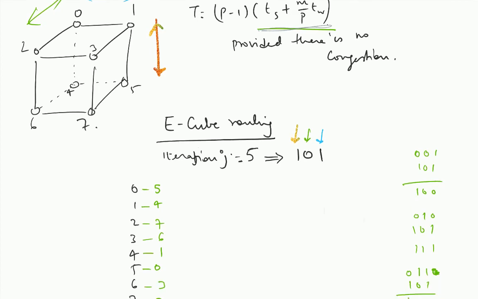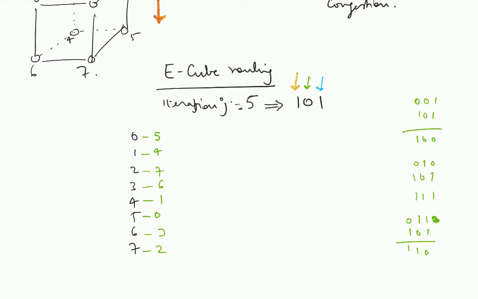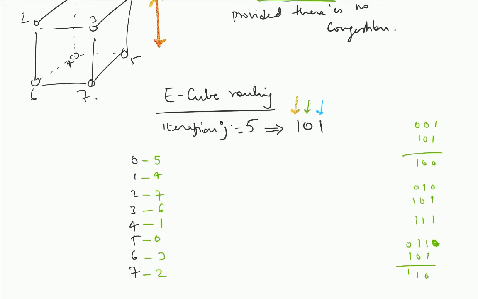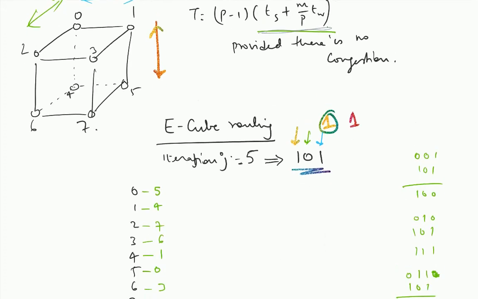Okay, so how do you do E-cube routing? Well, what I'm going to do is the following: in the first iteration, I am going to communicate along the first dimension. In the second iteration, I'm going to communicate along the second dimension. In the third iteration, along the third dimension, right? So in the case of 5, what am I going to do in the first iteration? I have to send to a node which differs from me in the first bit and the third bit. So in the first iteration, I will send along the direction of the first bit. So let's examine what will actually happen, right?